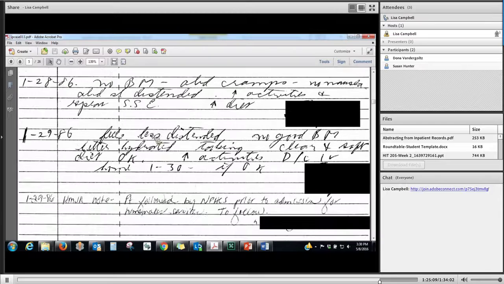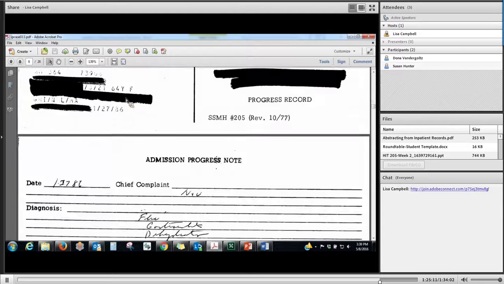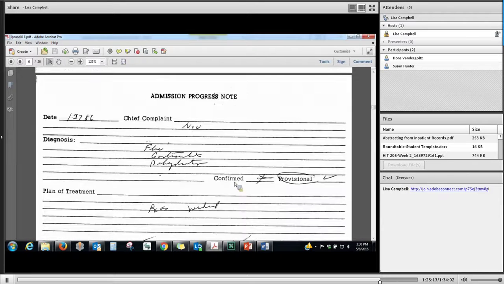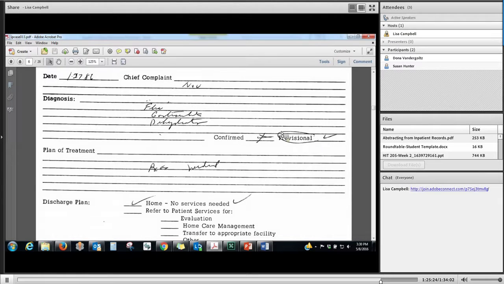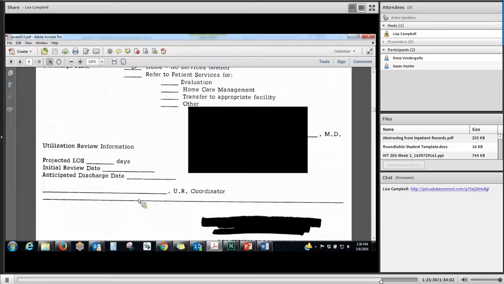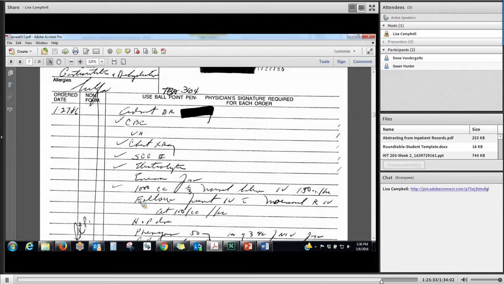Okay, so the next sheet is an admission process note. They say chief complaint, nausea and vomiting, diagnoses, flu, gastroenteritis, dehydration. And here they say provisional because when the patient is admitted, they're just trying to work them up and figure out what's going on. Okay. After that, the doctor's orders.